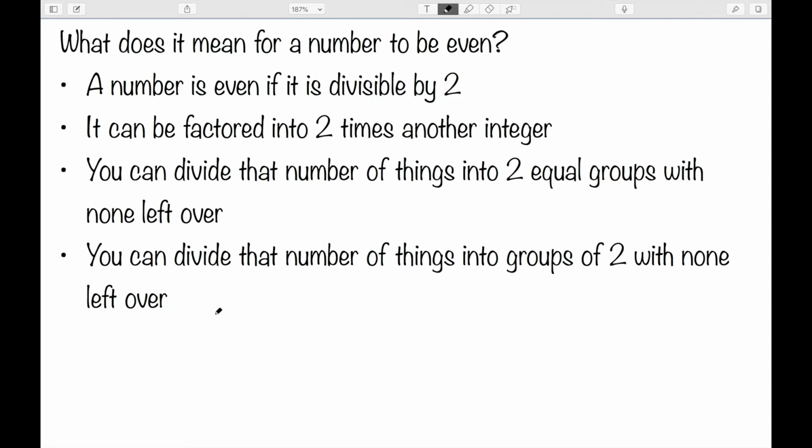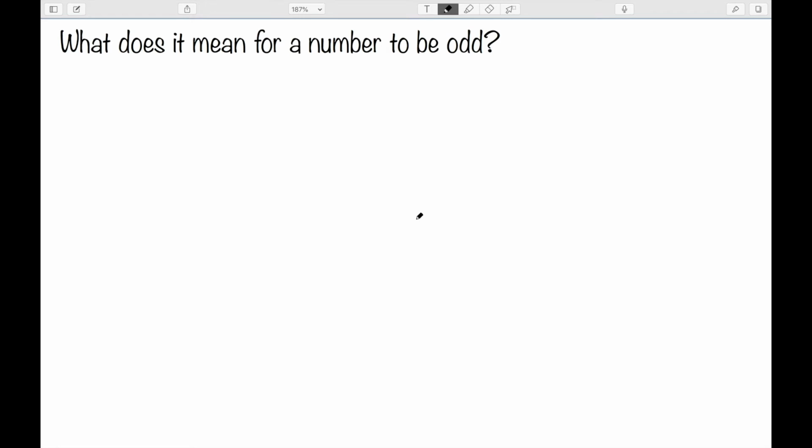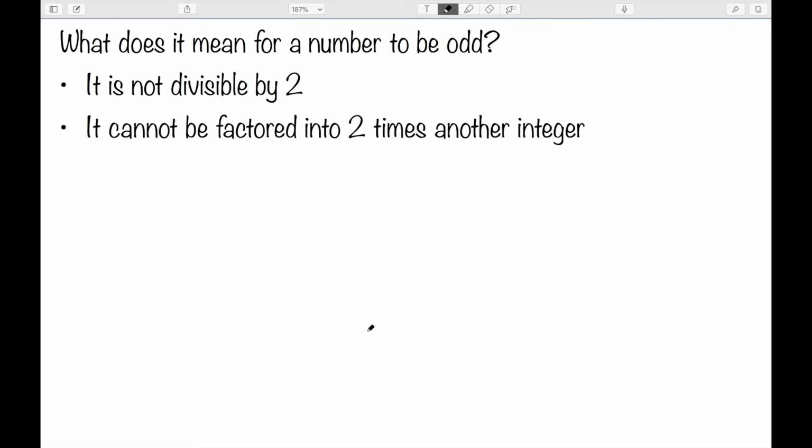Now that we have this, let's look at the corresponding question: what does it mean for a number to be odd? In general, if an integer is not even, then we call it odd. So for each of the ways that we had to define the word even, we have a corresponding definition for odd. The first: a number is odd if it is not divisible by 2. In other words, there is a remainder when you divide by 2. We say a number is odd if it cannot be factored into 2 times another integer. I cannot write the number as 2 times another integer.